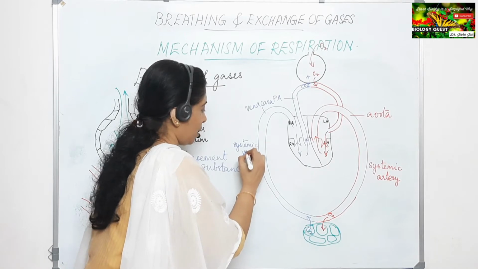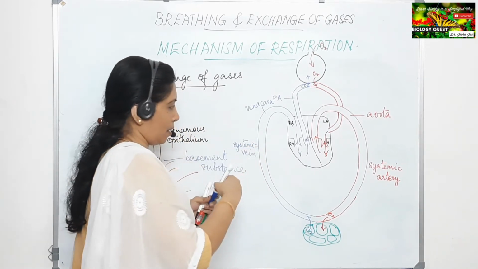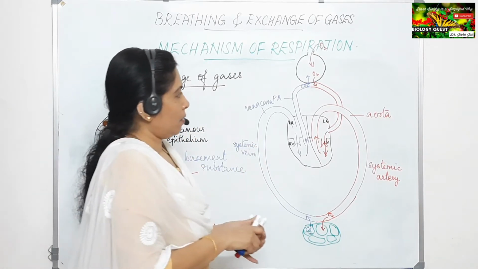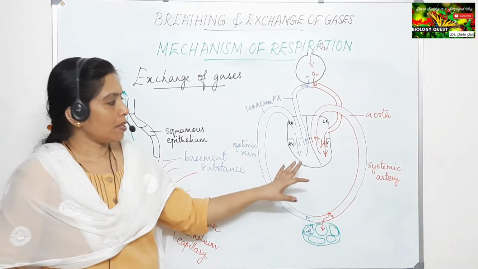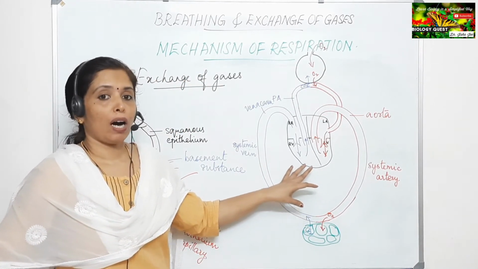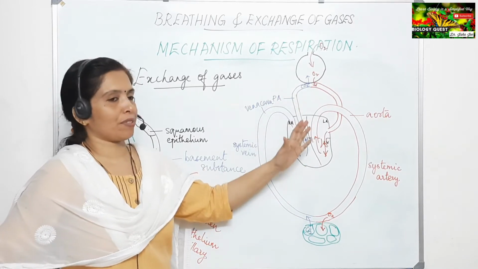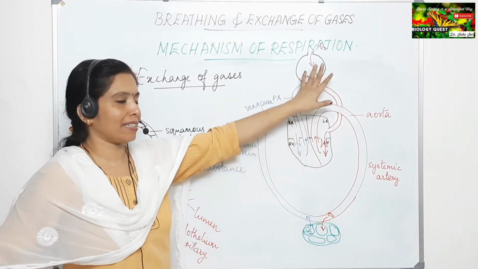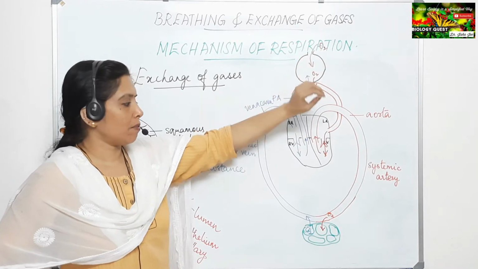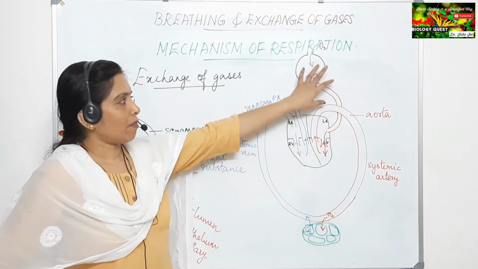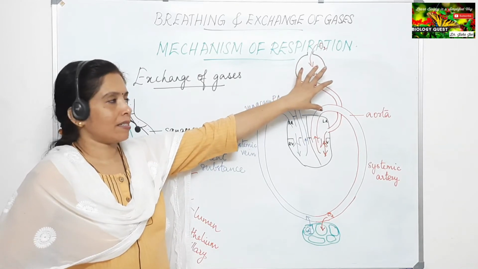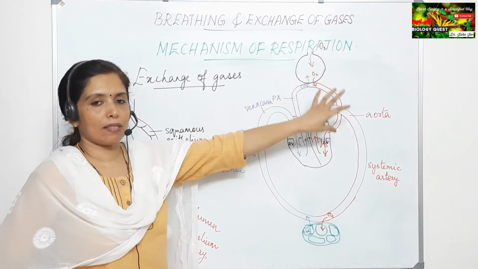Systemic vein. Okay, I hope this much is clear. So now we shall move on to how this exchange of gases is taking place at the alveolar surface as well as in the tissues. So first let us have a look at the exchange of gases across the alveolar surface.